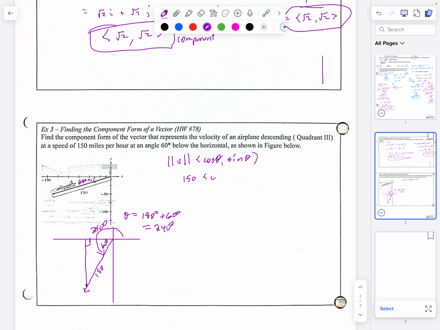It just said find the component form. They distribute the 150 in and work it out, and they just give it in that form. So that is component form. If they wanted linear combination, you need to change it to negative 75i minus 75 root 3 j.